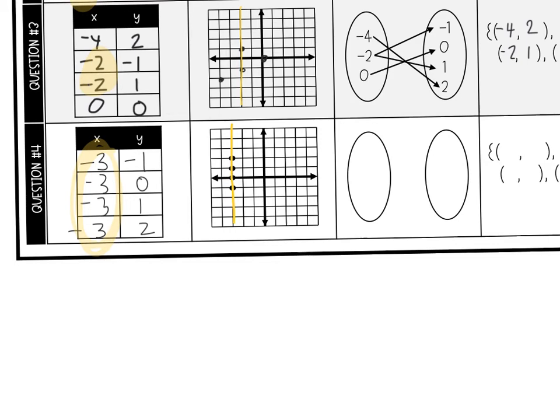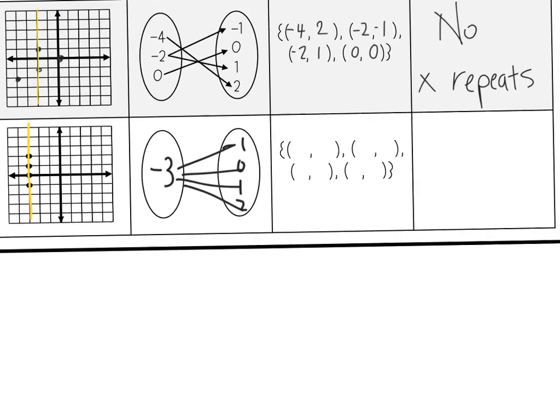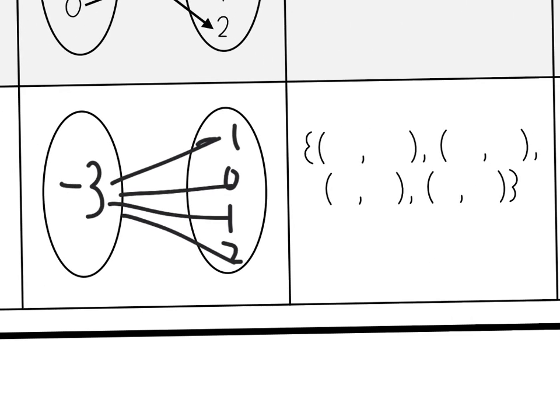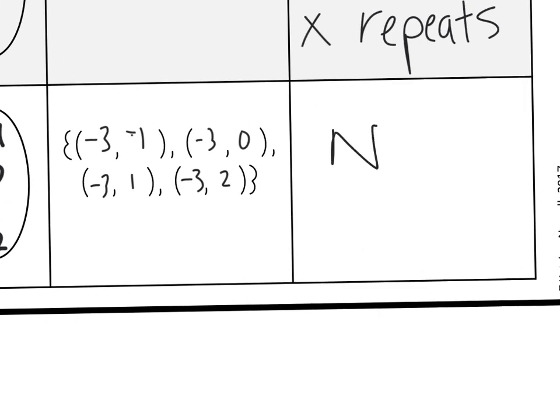So if we were going to write that as a mapping, we would just need a -3 over here, and we would need all these numbers here, and it would go to all of them. So my points would be -3, -1, -3 goes to 0, -3 goes to 1, and -3 goes to 2. So this is no, because x repeats.